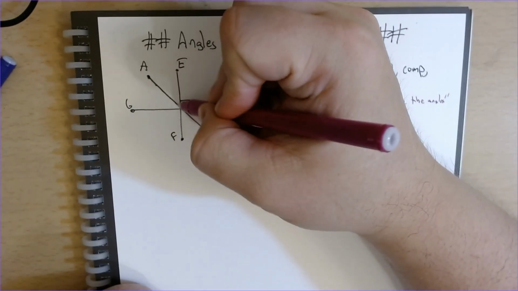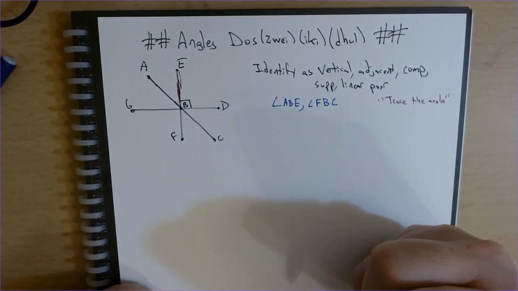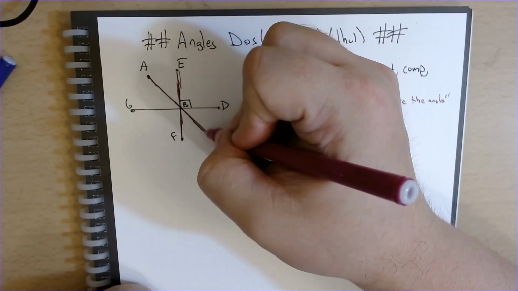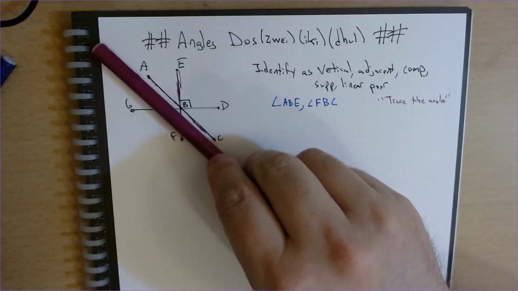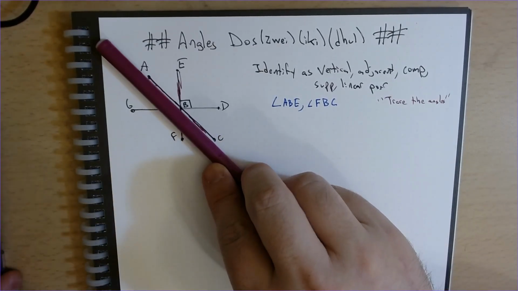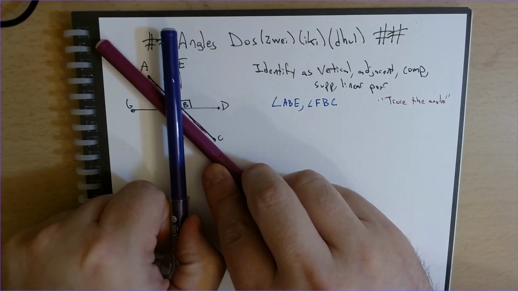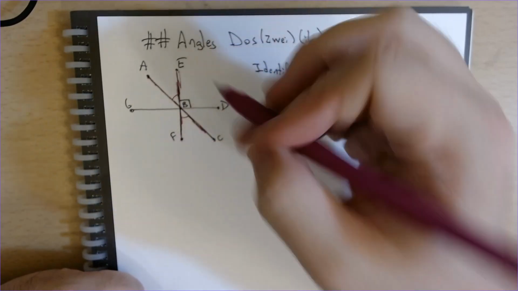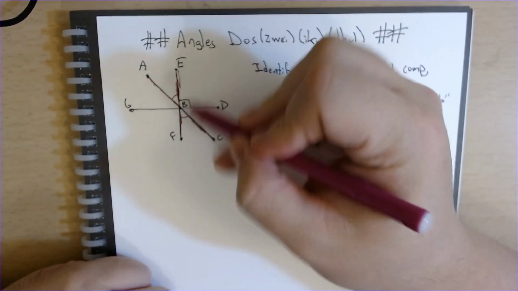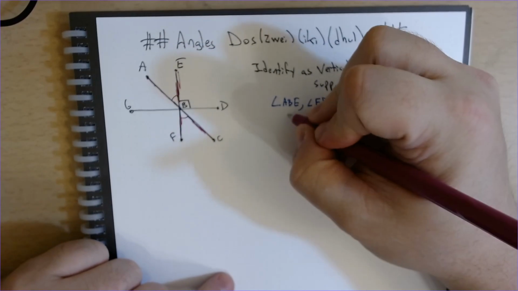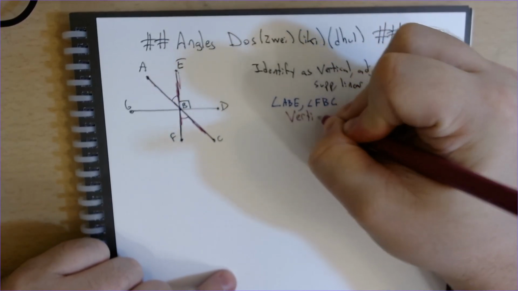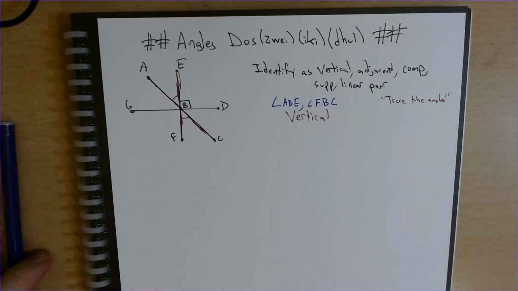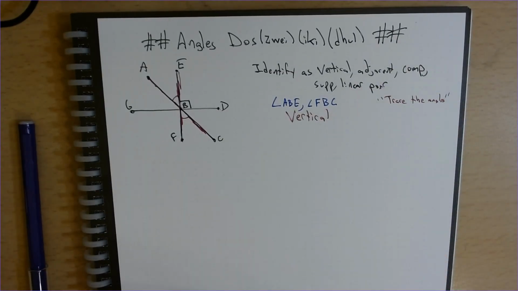So A to B to E, and then F to B to C. See how those two lines and those two lines match? Makes one straight line, one straight line. So we're looking at this angle and this angle. They are exactly across from each other. That's a top V, that's a bottom V. So the answer is vertical. And see, this is where it'd be a little easier if I had pencil or something erasable, and then I could erase it.